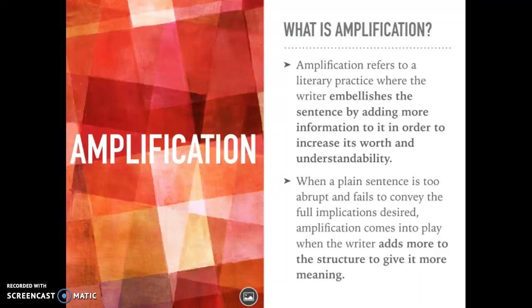Hey guys, so I'm going to explain to you what amplification is. Amplification is a literary device where an author tries to enhance a sentence by adding more information or detail to it to increase its importance and make it more understandable. Basically, the author takes a plain sentence that's too boring or doesn't have enough detail to show its importance.